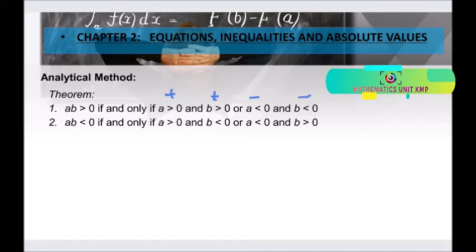get positive. Okay. Second theorem, A multiplied by B is less than 0, or negative, if and only if A is greater than 0, meaning positive, and B is less than 0, negative, or A is less than 0, negative, multiplied with B greater than 0, positive.